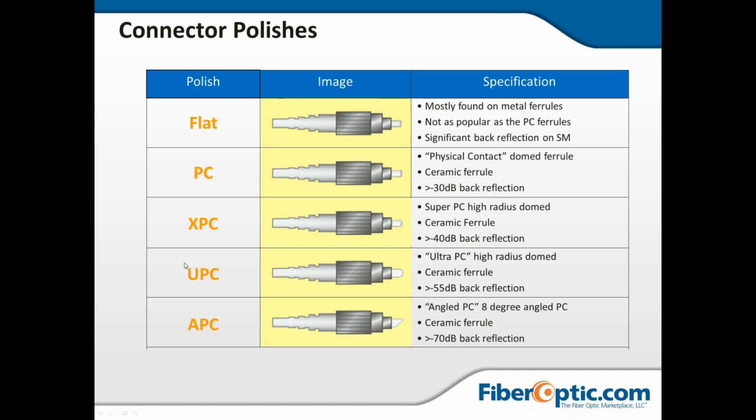The next step up is the UPC, the Ultra PC. High radius dome, as you can see again. Ceramic ferrule, big difference, negative 55 dB. So now you can see why the UPC and the APC are more popular. Less issues. The APC, angled PC, angled physical contact, is an 8-degree angled PC with a ceramic ferrule, and it's a negative 70 dB back reflection. Big fan favorite.